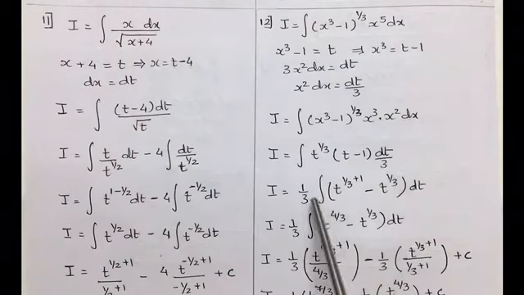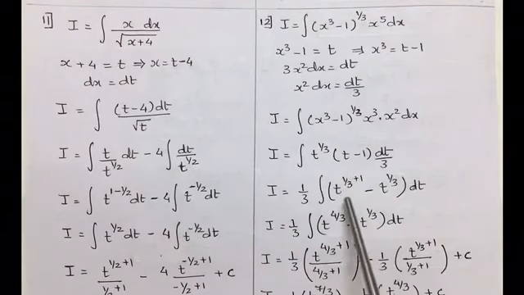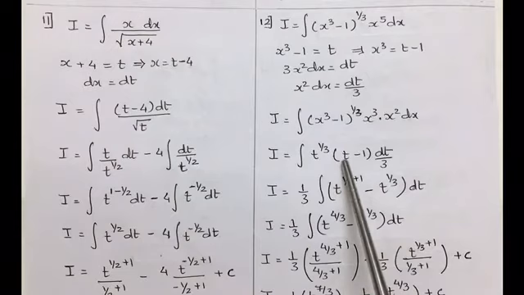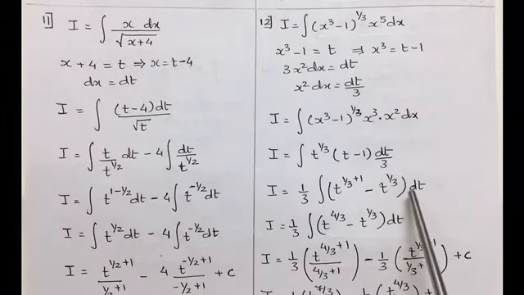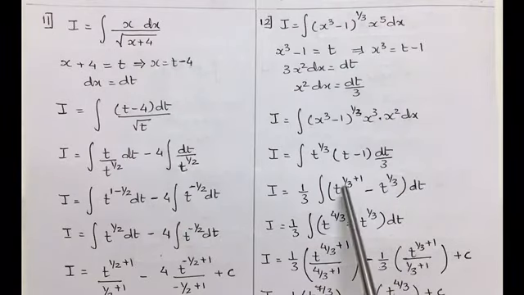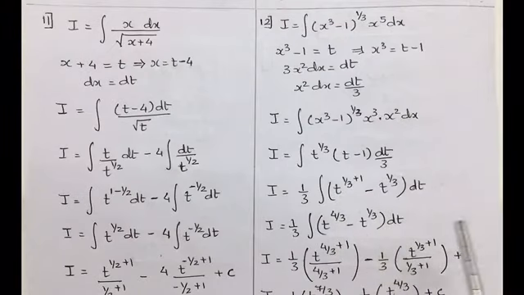1 by 3 is being taken out as it is a constant, and t raised to 1 by 3 is multiplied inside the bracket. So it becomes t raised to 1 by 3 plus 1 when multiplied with t, and with 1 it remains t raised to 1 by 3 dt. Now adding 1 by 3 plus 1 gives 4 by 3 and t raised to 1 by 3.